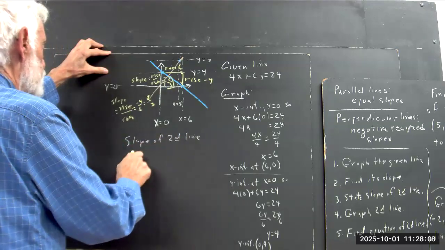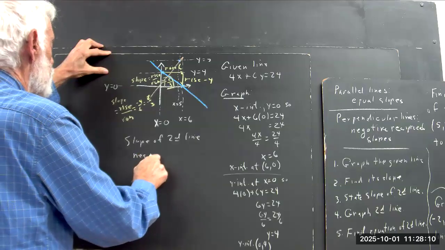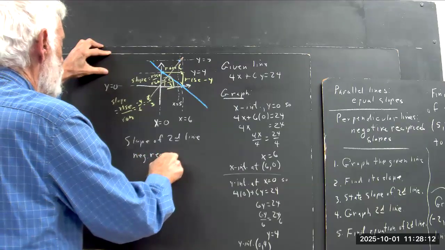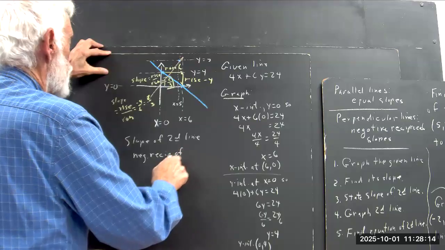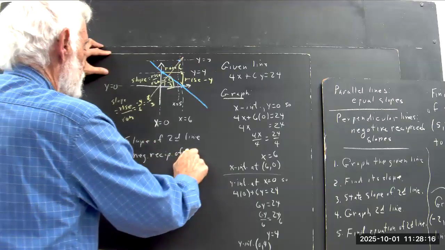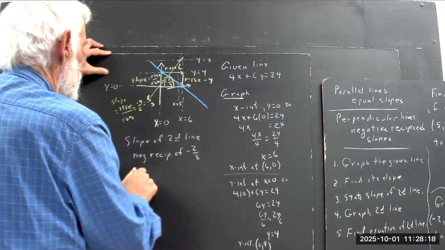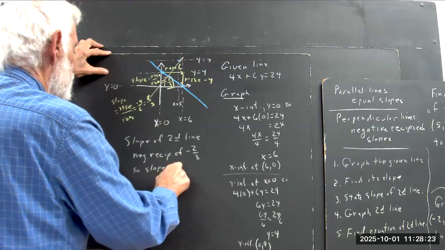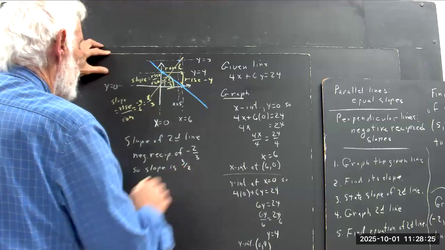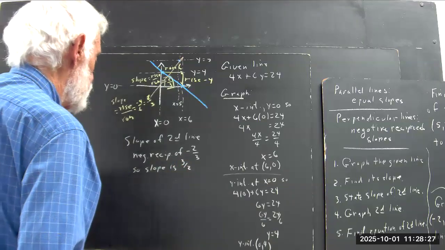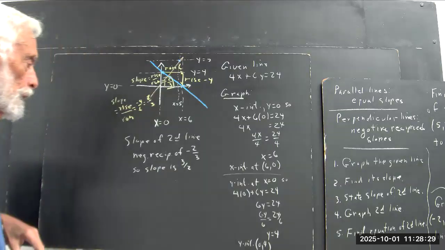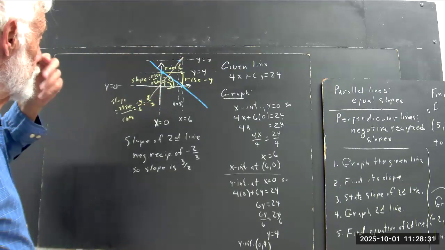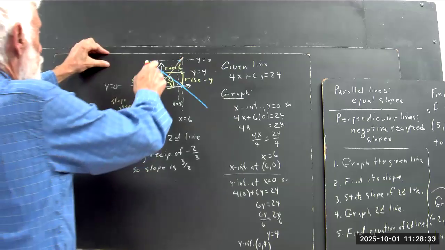And you want to write it down. It's a negative reciprocal of the first line slope. So the slope is 3/2. And now we want to find a line through the point (5, 7). And let's label that point.